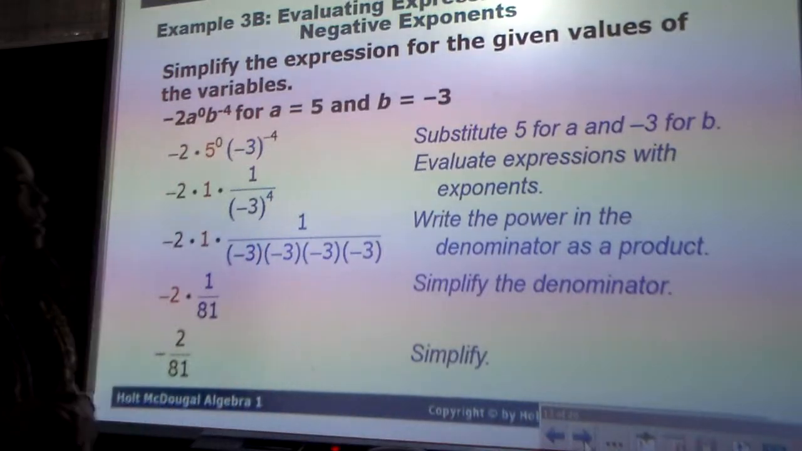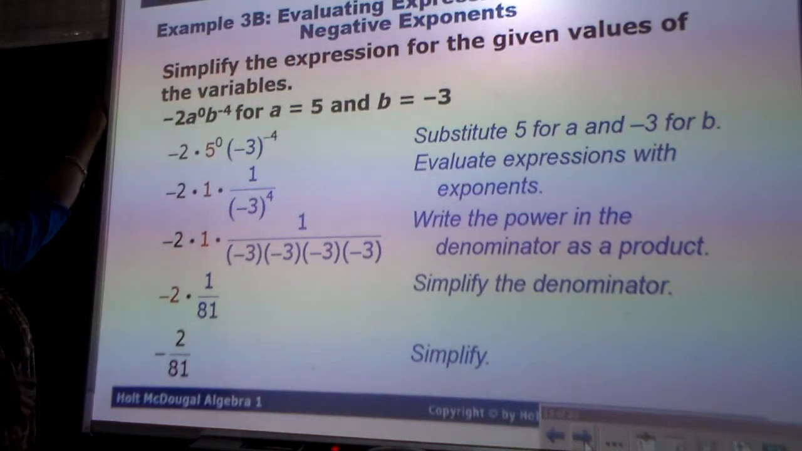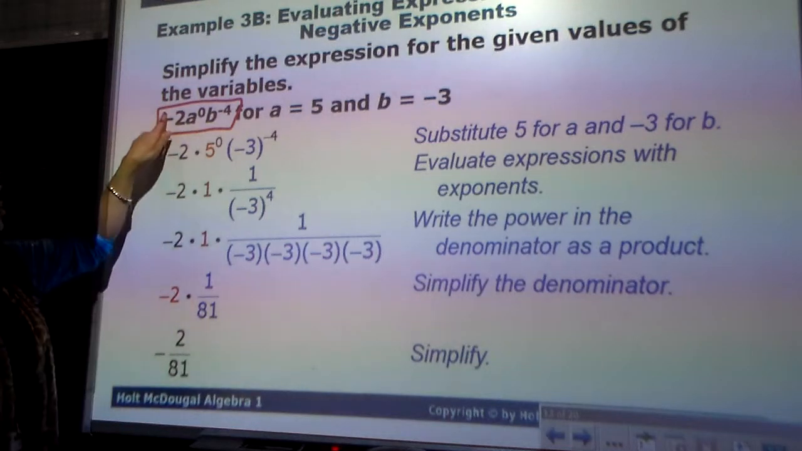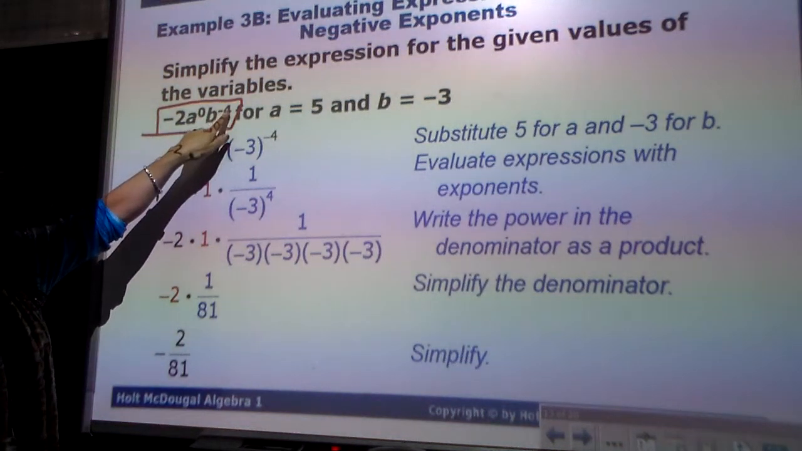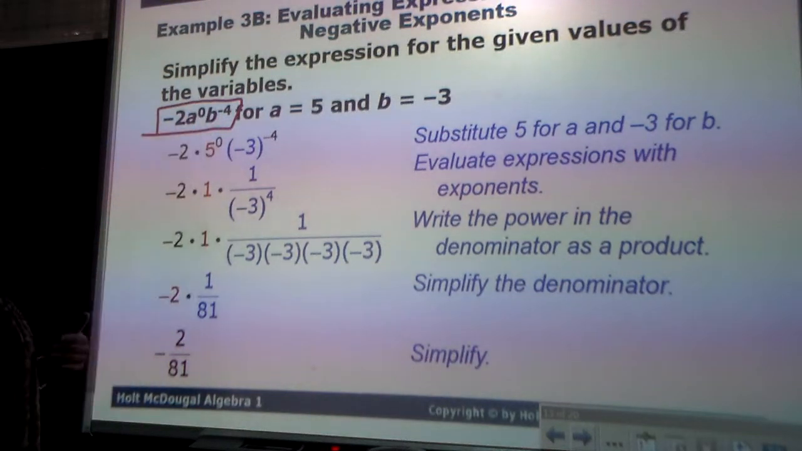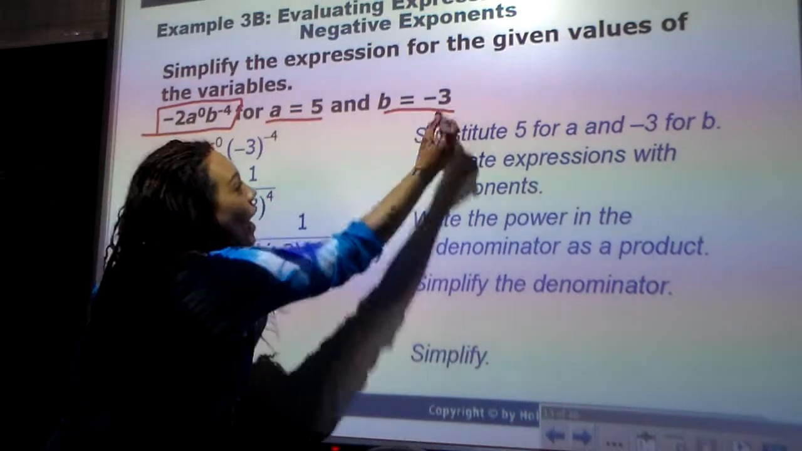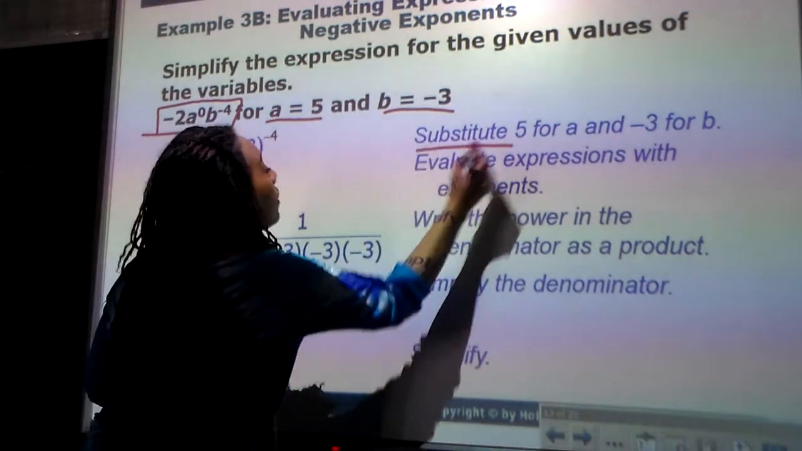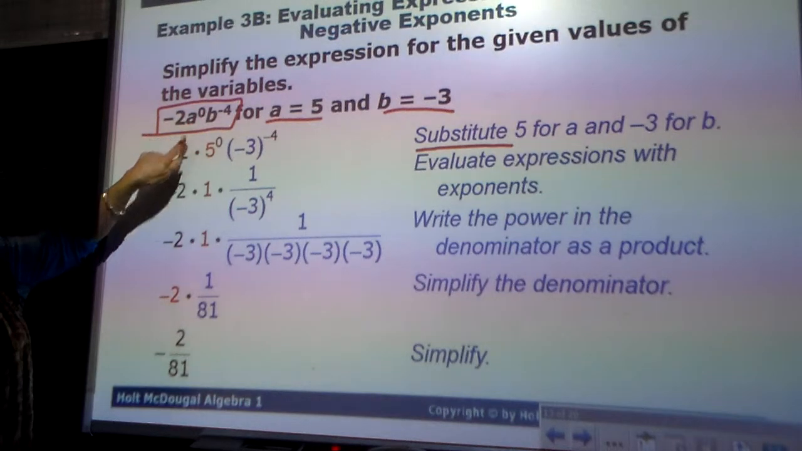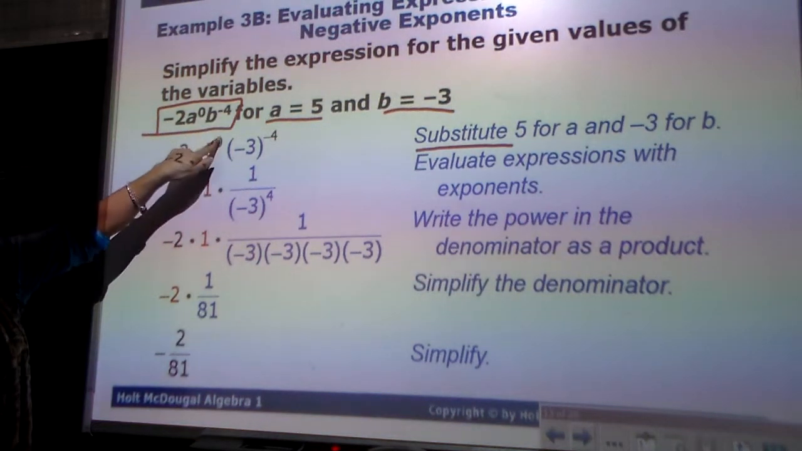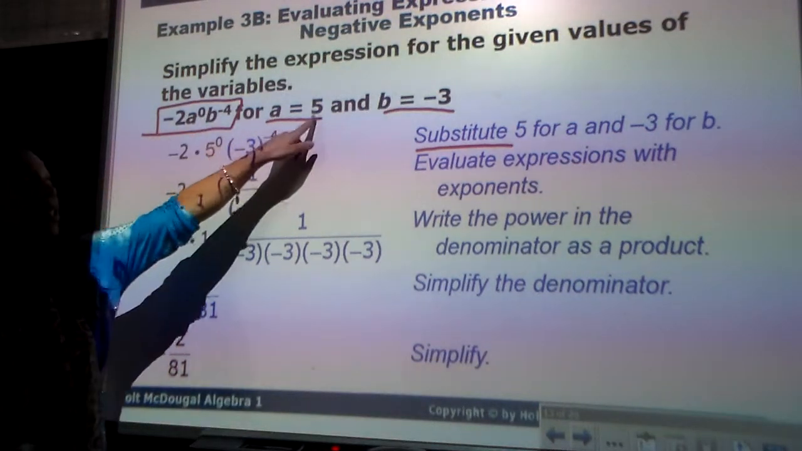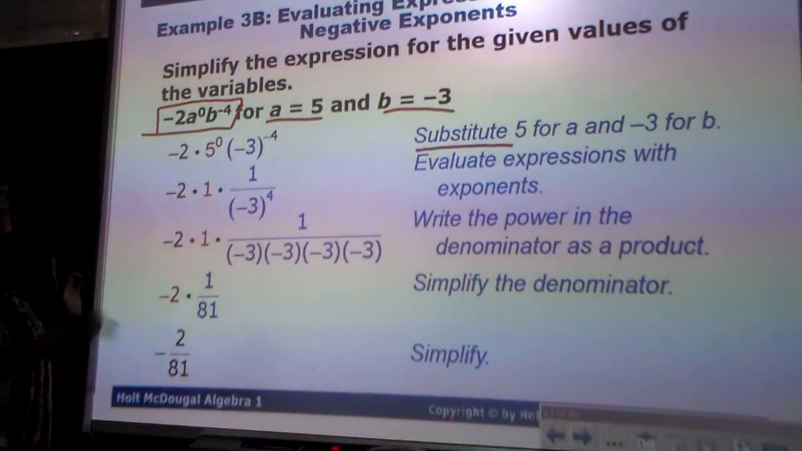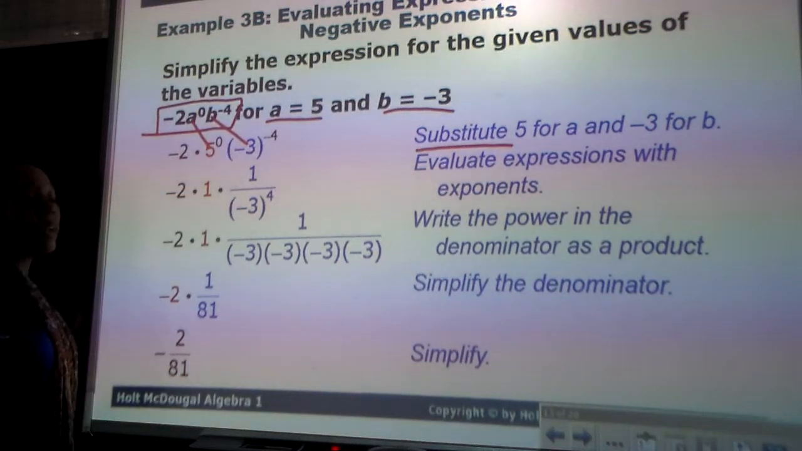So I'm moving on. This one says simplify the expression for the given values. Now this is tricky. Look at this expression, it is very long. It's negative 2a to the 0 power, b to the negative 4 power. But then they tell us what is what. They tell us that a is the number 5 and b is negative 3. So all I do is go in and substitute again. 5 where I see the a, so negative 2 times 5 to the 0 power instead of a to the 0 power, because they told us 5 is a. And then b is negative 3 to the negative 4th power. So I only put this in for this and this in for this. Then you just do the work.